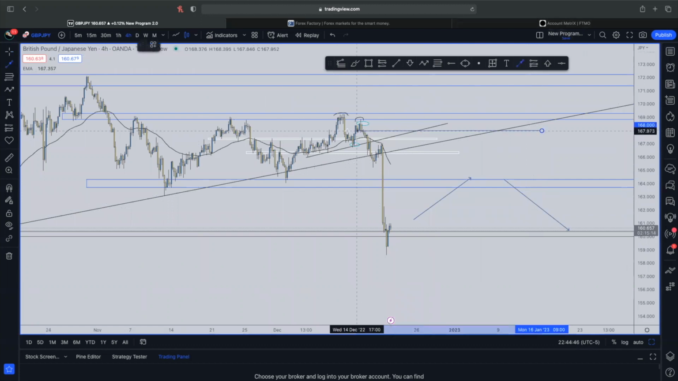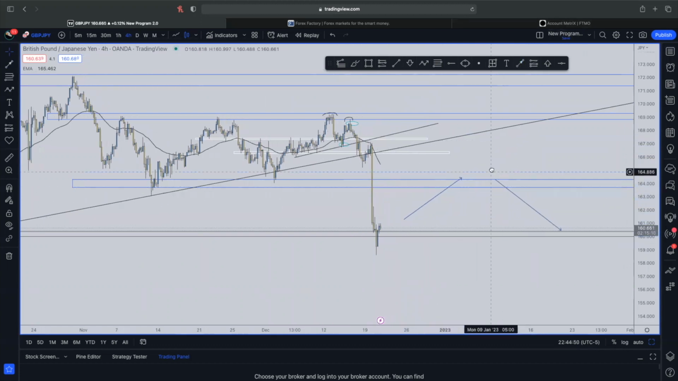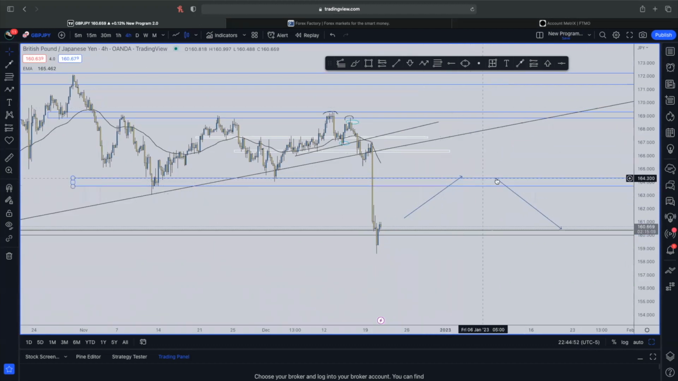All I see is just a really big drop. It can correct. It can do basically anything. As for GJ, this is what I'm looking for. I'm looking for a retest up to 164.000 even, maybe a little higher, a little lower, who knows? And then a short position right back down to 160.228, to where it's at right now.